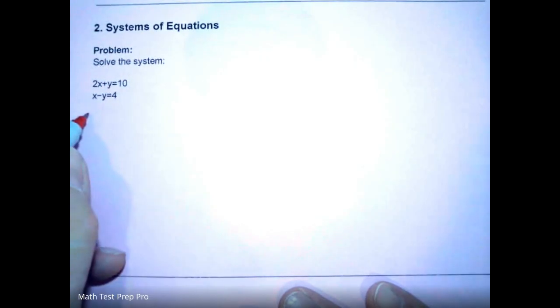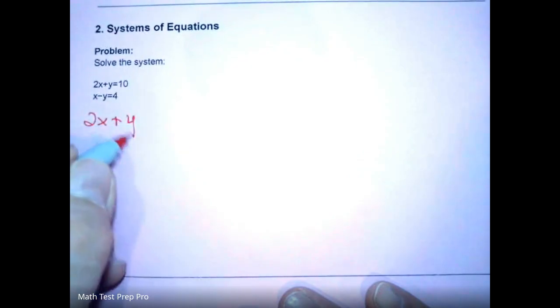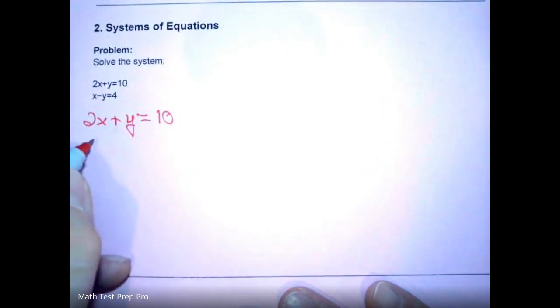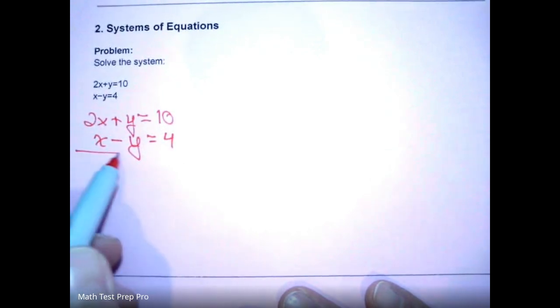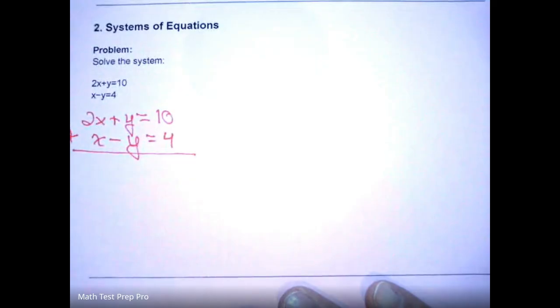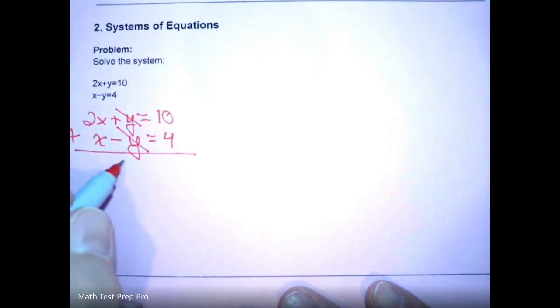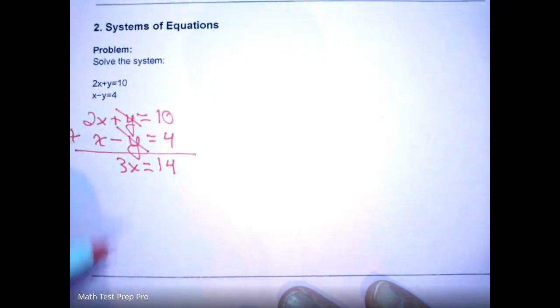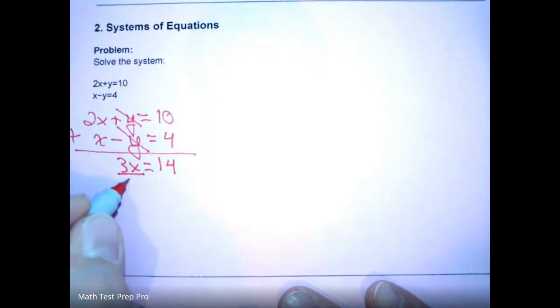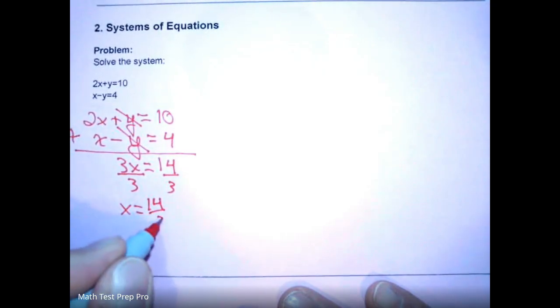All right, so first, let's rewrite it. 2x plus y equals 10. Second equation, x minus y equals 4. Now I'm just going to add these together. When I add them together, the y's cancel out, leaving 2x plus x, which is 3x, equals 14. So I have to solve for x. I have to get rid of the 3. 3 times x, so in order to get rid of the 3, I have to divide by 3 on each side. x equals 14 over 3.